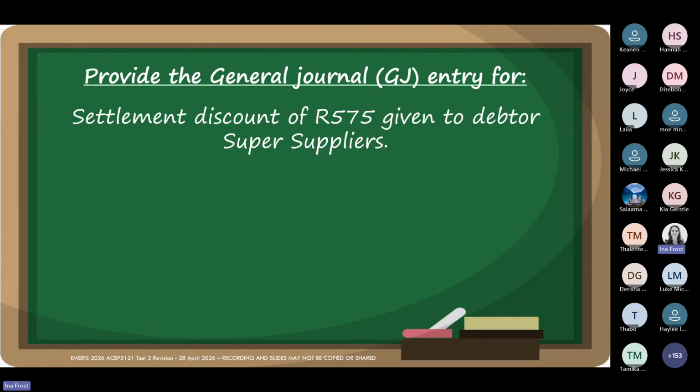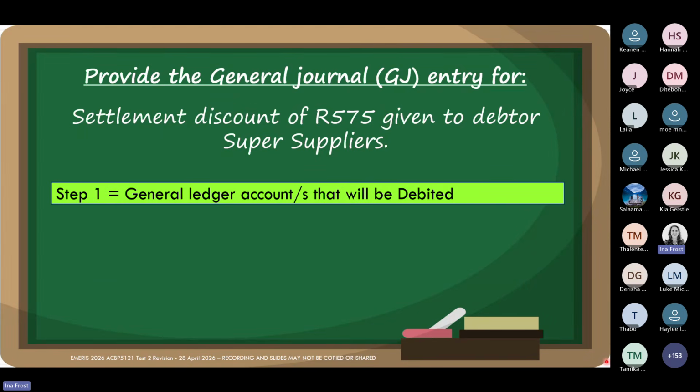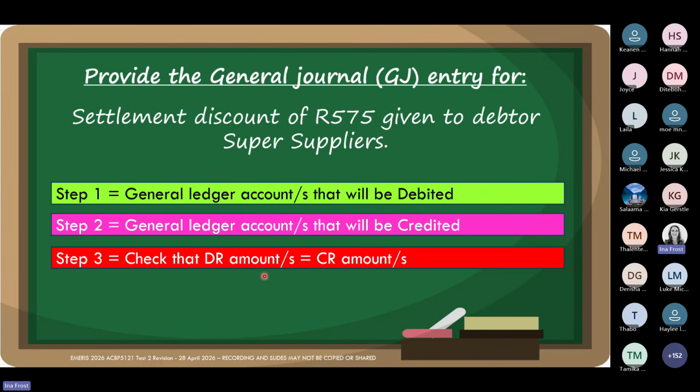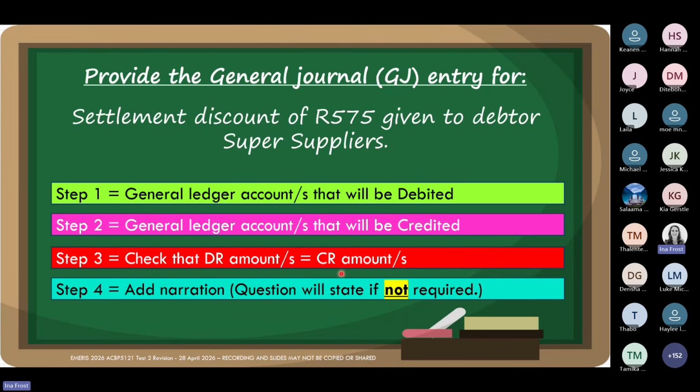Okay, I trust you've all had a chance now to think through it. And we're going to do it, of course, in terms of our 4 steps. Our first step, remember, we have to identify which general ledger account or accounts, because it can sometimes be more than one account, we are going to debit. Then we think through which general ledger account or accounts we are going to credit. Then we make sure that our amounts are in fact equal, so it is a proper double entry. And then we will give the narration.